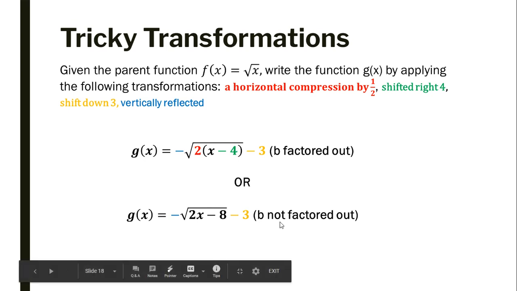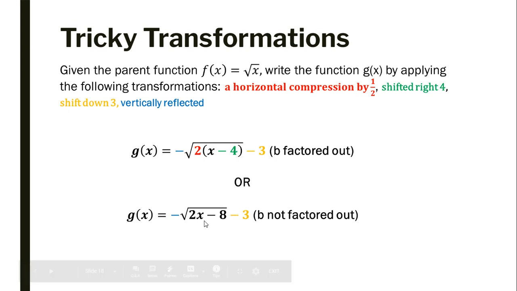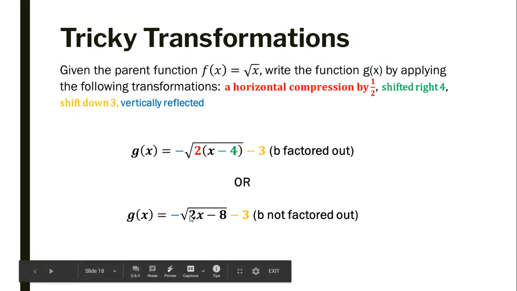Or, if I didn't want to factor it out, I could keep my negative outside the square root symbol because it's vertically reflected, and my minus 3 outside the square root symbol because it's vertically shifted down. But I could distribute the 2, and I'd end up with 2x minus 8. If I graph those, I'm going to get the exact same graph.